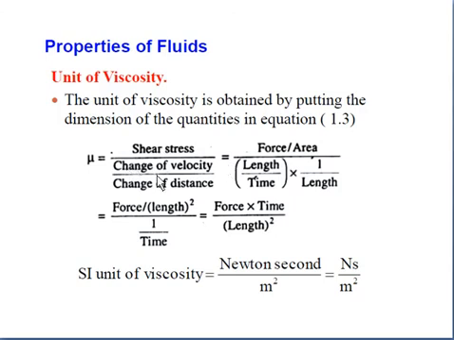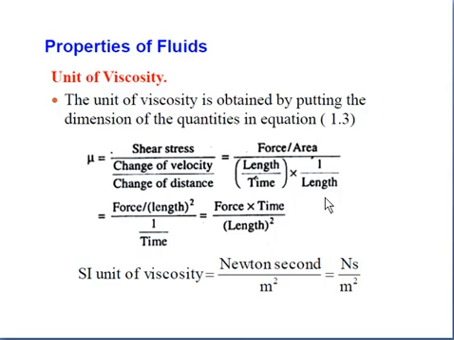Now here, change in velocity divided by change in distance. What is the unit of velocity? Velocity is nothing but distance upon time, that is meter per second. And the unit of distance is meter. Here you can see length divided by time into 1 upon length. Okay, got it?